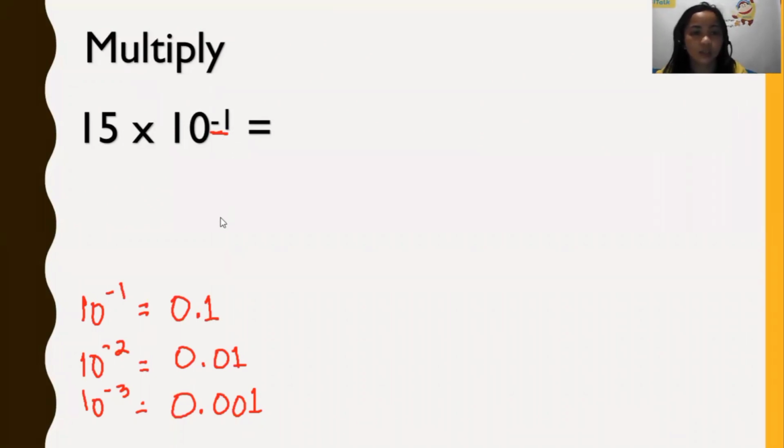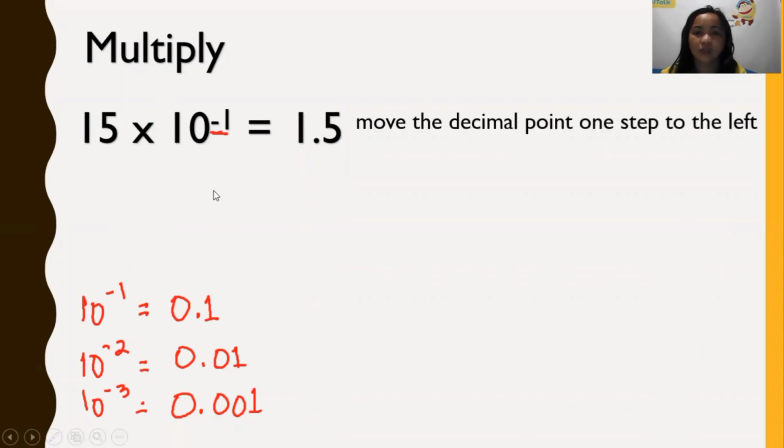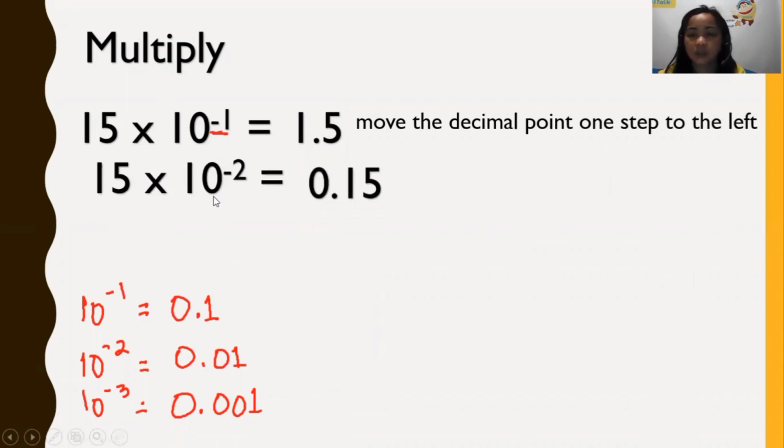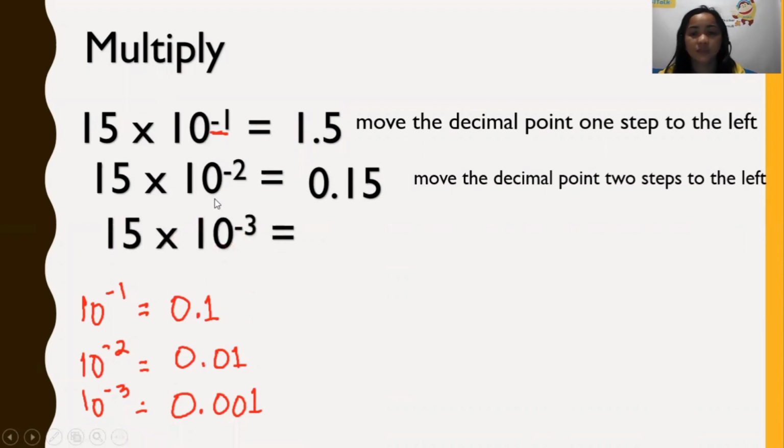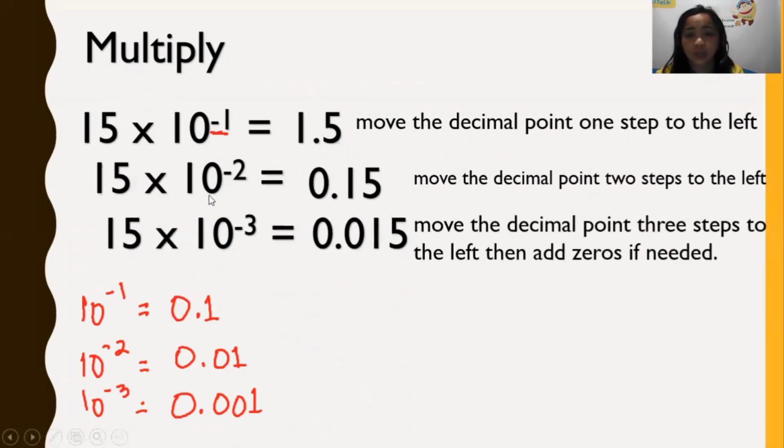So here we have 15 times 10 raised to negative 1. Still, the answer is 1 5/10. Move mo lang ng 1 place or move the decimal point 1 step to the left. And then we have 15 times 10 raised to negative 2. The answer is 1500ths. Move the decimal point 2 steps to the left. And then we have 15 times 10 raised to negative 3. The answer is 15,000ths. Move the decimal point 3 steps to the left and then add zeros if needed.